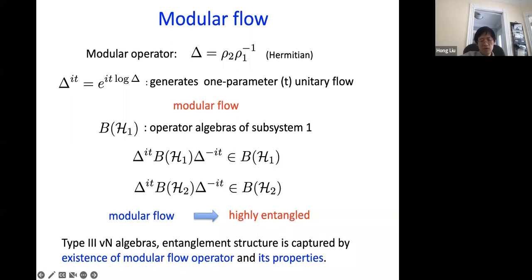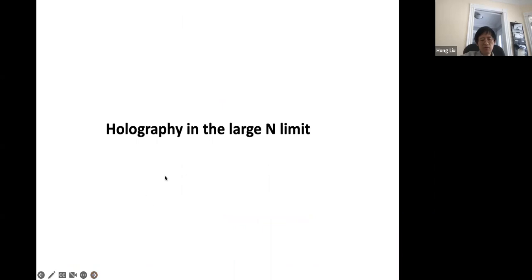Good. This concludes my discussion for that part. Now let me say a few words about holography in the large N regime. Again, I suspect this structure should be very useful for string field theory.